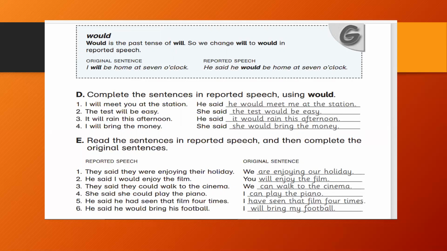He said he would enjoy the film. You will enjoy the film. They said they could walk to the cinema. We can walk to the cinema. She said she could play the piano. I can play the piano. He said he had seen that film 4 times. I have seen that film 4 times. He said he would bring his football. I will bring my football.